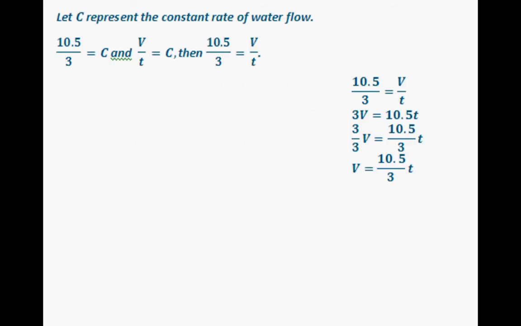So let C represent the constant rate of water flow. So 10.5 divided by 3 equals C, and V divided by T equals C. Therefore, 10.5 over 3 is equal to V over T. Then, as you set up your proportion and solve it, we get the linear equation V equals 10.5 over 3 T.